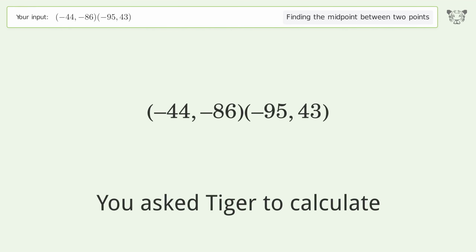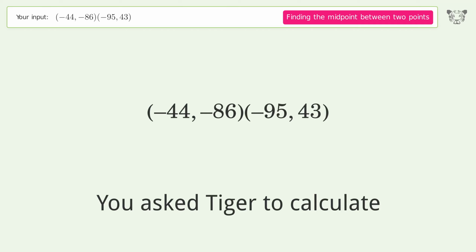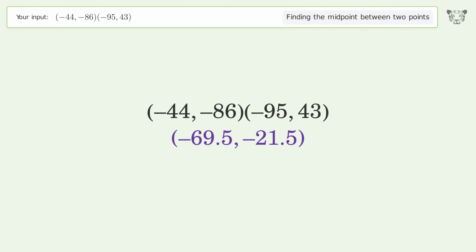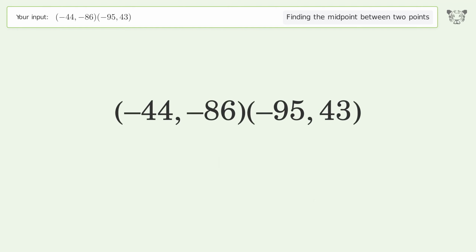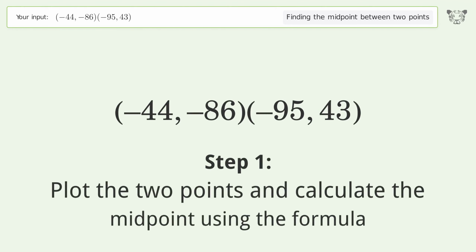You ask Tiger to calculate. This deals with finding the midpoint between 2 points. The midpoint between the 2 points is -69.5, -21.5. Let's solve it step by step. Plot the 2 points and calculate the midpoint using the formula.